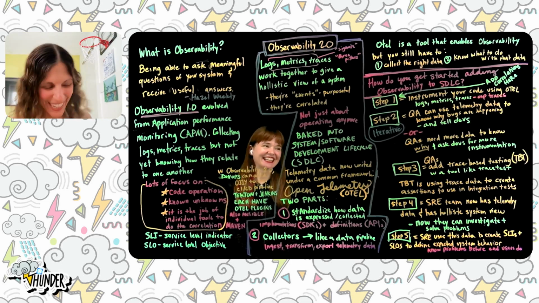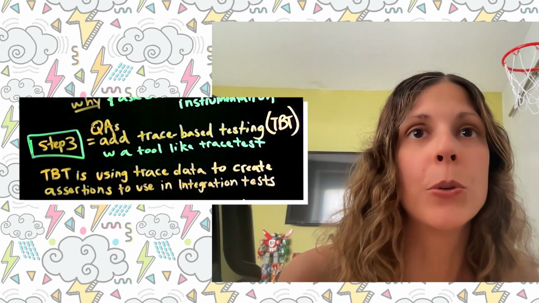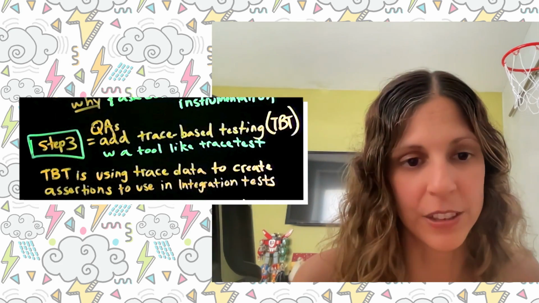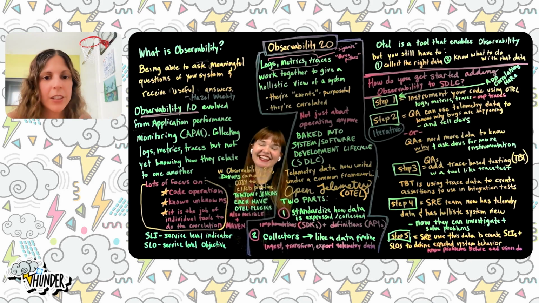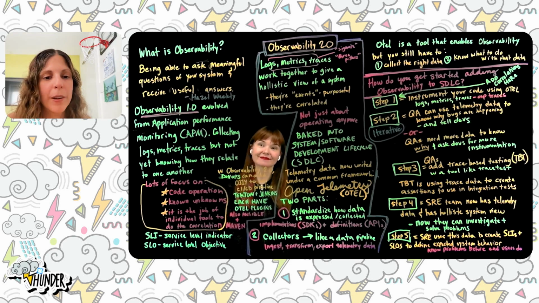But wait, there's more, because the QAs can also use the instrumented data, and specifically the traces, to create trace-based tests, or TBT. Traces are basically just structured data. Think of JSON. It's got key-value pairs. It's got attributes that give us information about the trace. So you can use trace-based testing to write assertions based on things from your trace attributes that you expect to see versus what you don't expect to see.